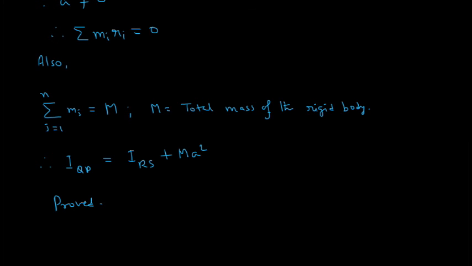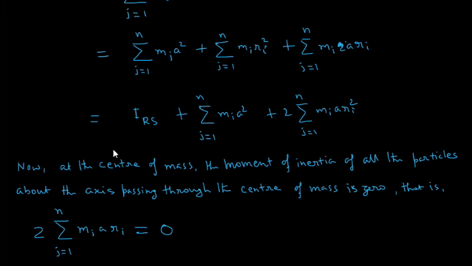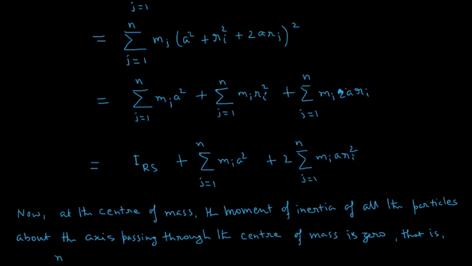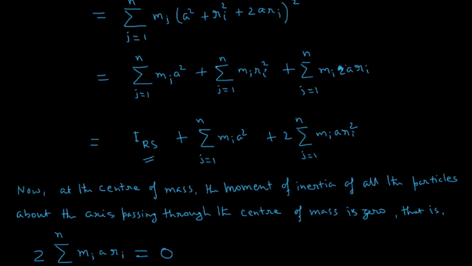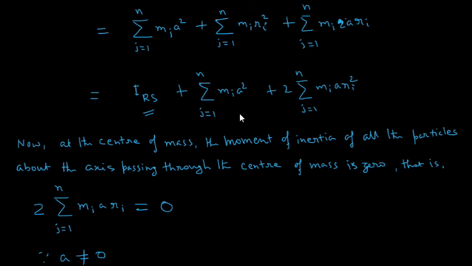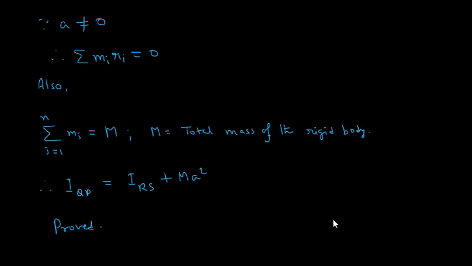From where I got IQP. So we have started with IQP. IRS is already written here, and this whole thing becomes 0 and this becomes capital M A square, and capital M A square we have written here. So this is the proof of this theorem.